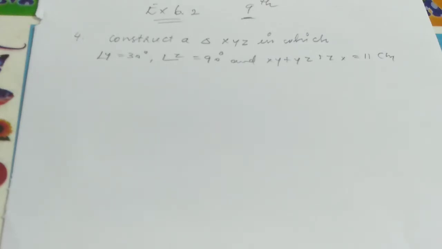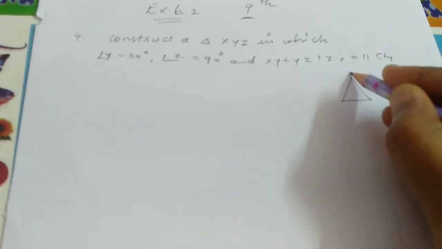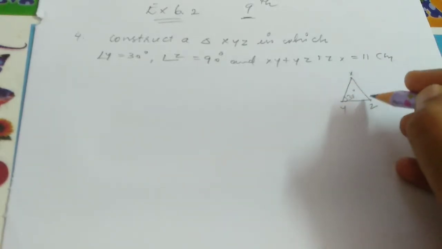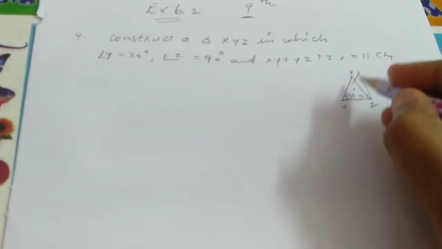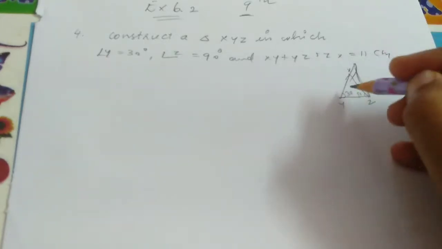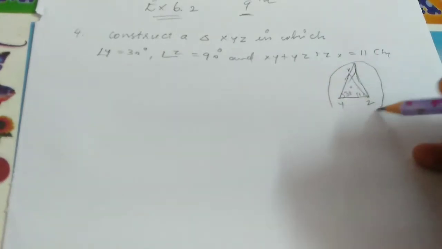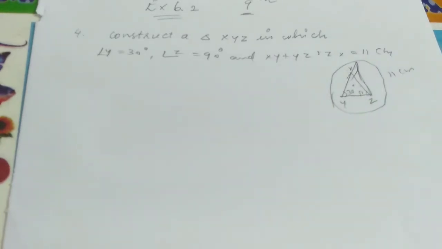Construct a triangle XYZ in which angle Y is 30 degrees, angle Z is 90 degrees. For example, one triangle is there. It is XYZ, angle Y is 30 degrees, angle Z is 90 degrees. So it is a right angled triangle like that. In this right angled triangle, XY plus YZ plus ZX all together they have given 11 centimeters.